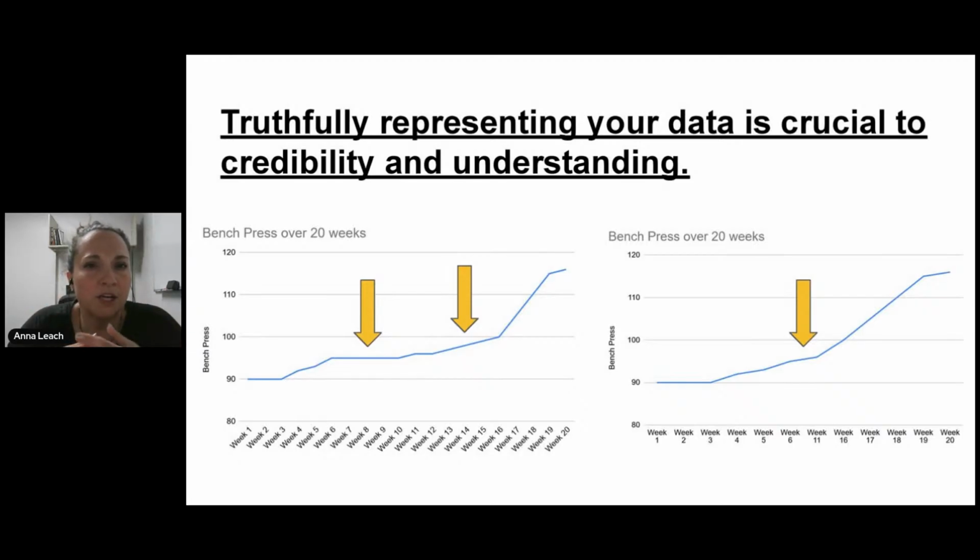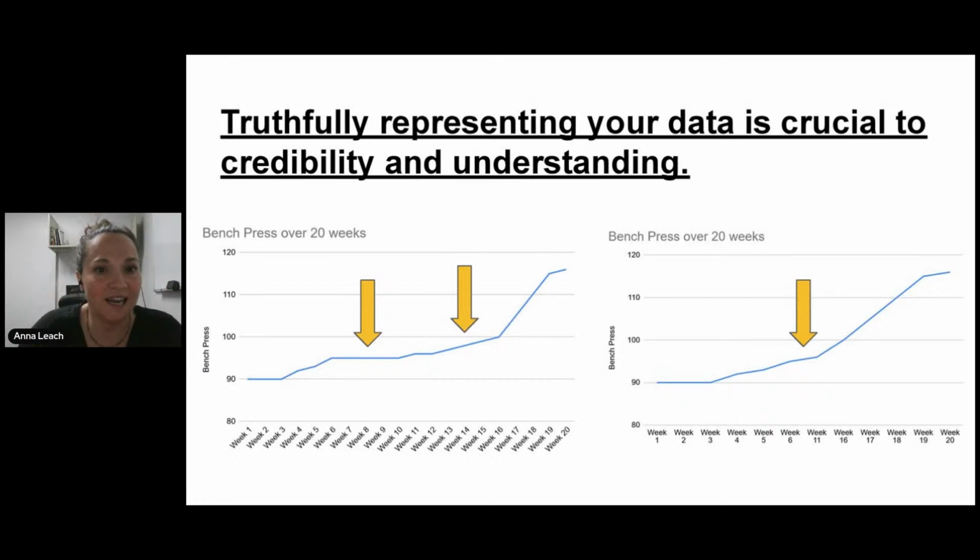I want to talk here about making sure, harking back to that data pipeline, we capture all of our data and information and plot it so that we're truthfully representing the data that we have. So I know that especially when it comes to this kind of data, we may not have it for every single week just because we forgot or we were sick or whatever. But let's just pretend that I was able to capture the data every week.